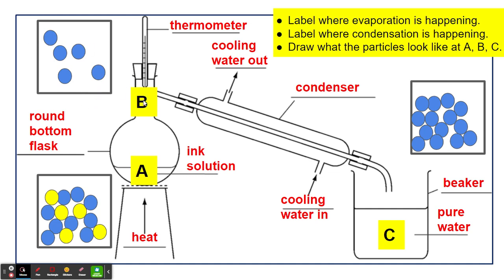Okay? We have then said that this condensation happens, which means that it goes into this cooling period where it turns from a gas back into a liquid, which leads us on to this third particle diagram where it's a liquid again because they're all touching and they're randomly arranged, but this time it's pure water because we have now only got the blue water particles in comparison to the mixture of the water and the ink at point A.